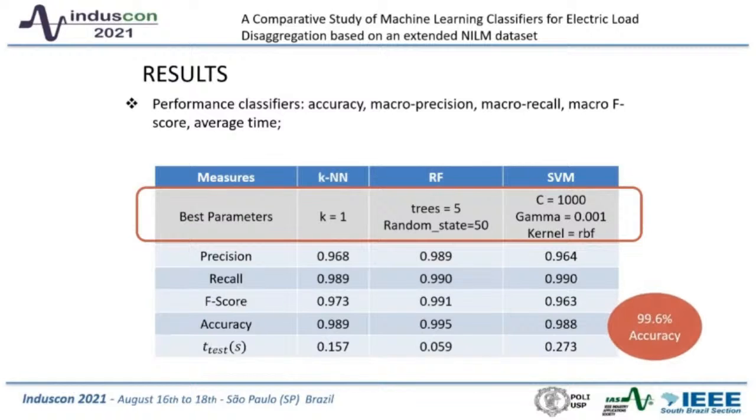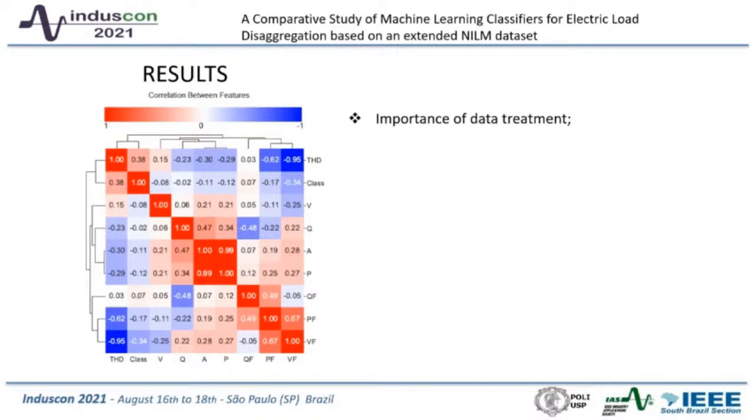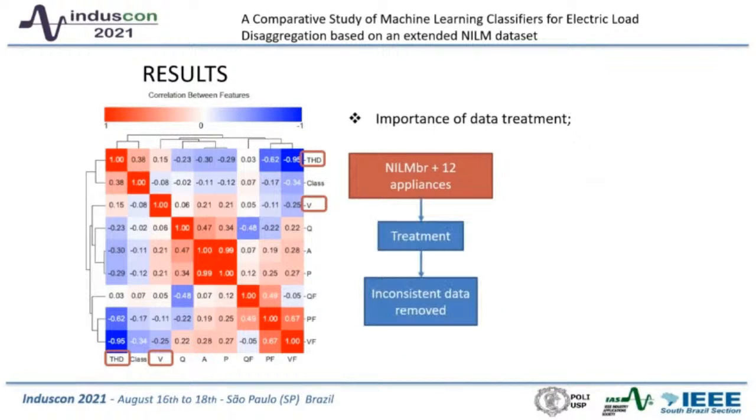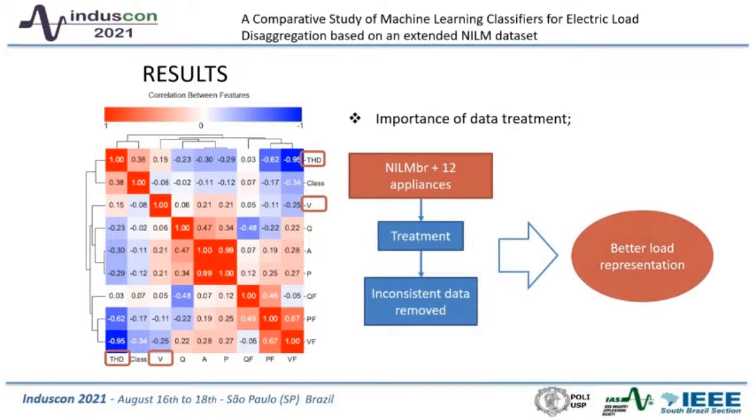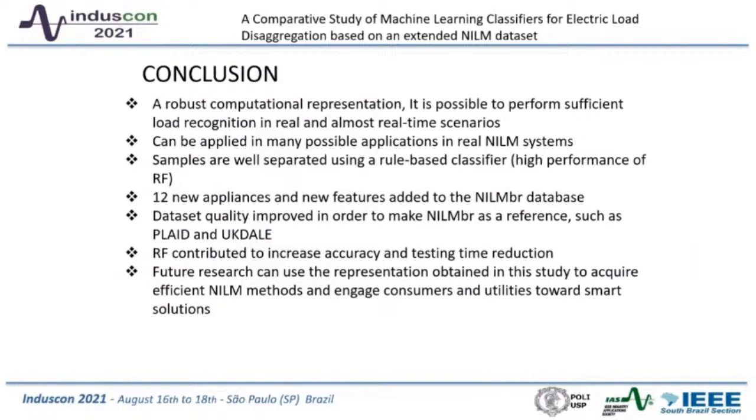RF is the recommended algorithm for the cases analyzed in this article, with an accuracy of 99.6% and lower computational testing time. This image presents the correlation among the features. TADG and apparent power were removed from the NILM-BR dataset. To ensure a better load representation, the algorithms and attribute calculations used allow the creation of a robust computational representation capable of performing in real time.